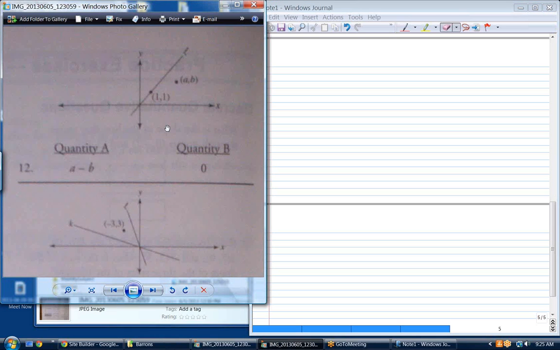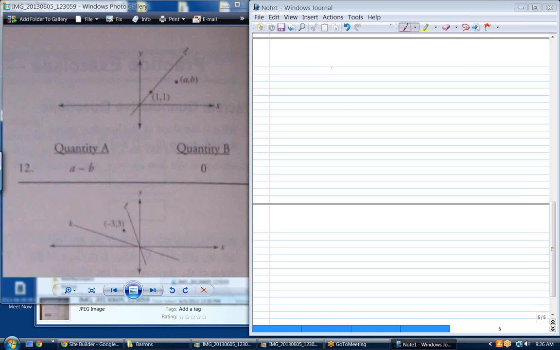Well, it looks like A can be anything greater than 1, and so can B. Yes, I agree with that. So the answer would be D. Right. They kind of try to fool you visually by making that line look like it's exactly 45 degrees.